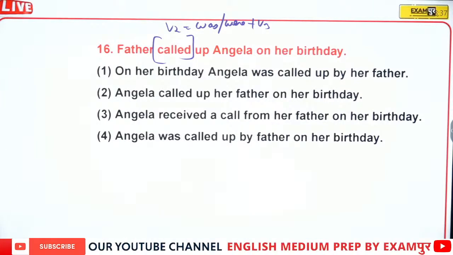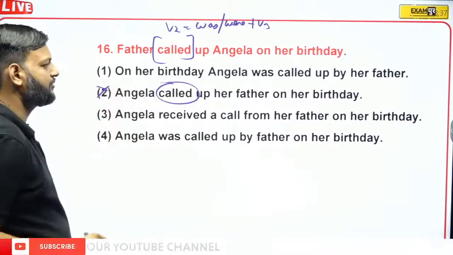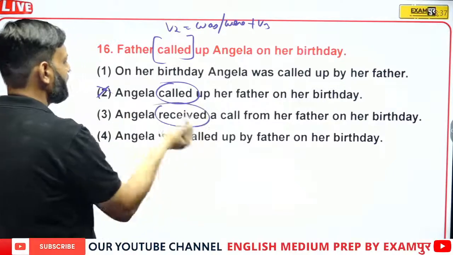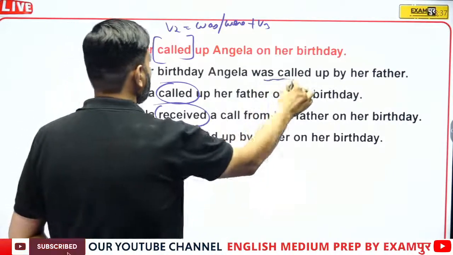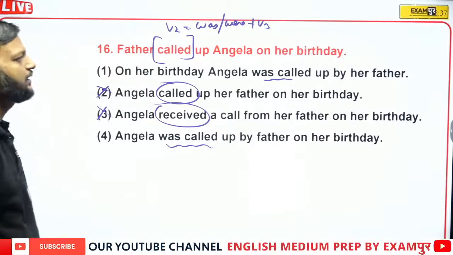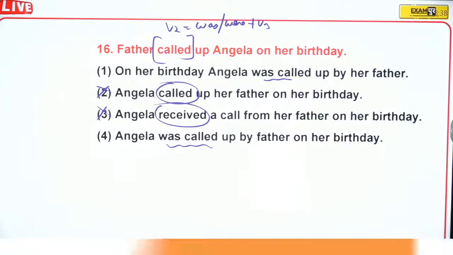So here was and were plus third form is missing, cannot be the answer. This option has was called and this option has was called. So: On her birthday was called up by her father. Angela was called up by father on her birthday.